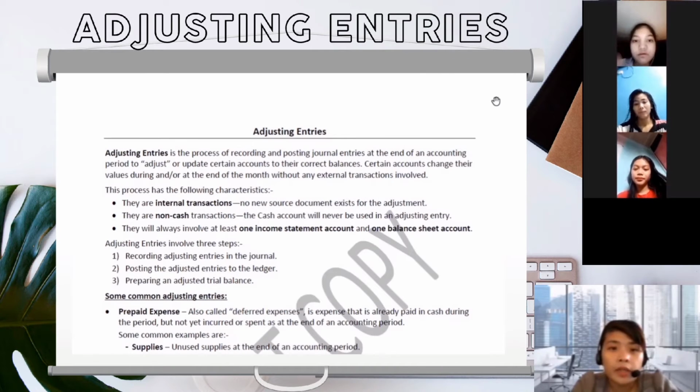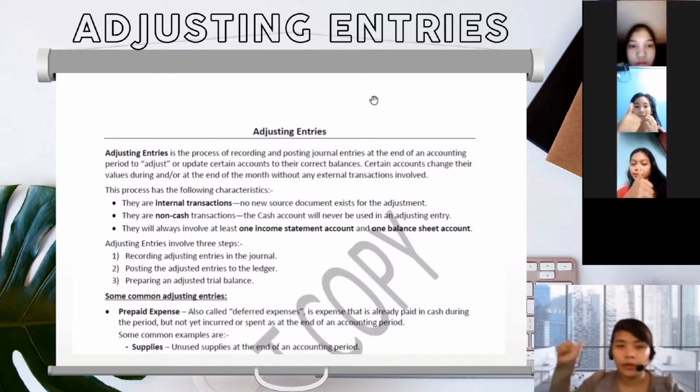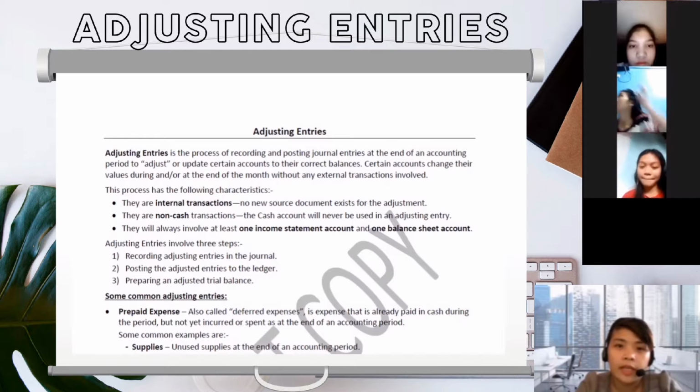So let's start. Since you were able to do the journalizing, posting, and the trial balance, all of you. Okay, good. All right. So what are adjusting entries?